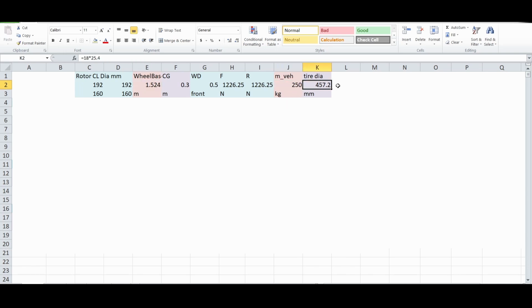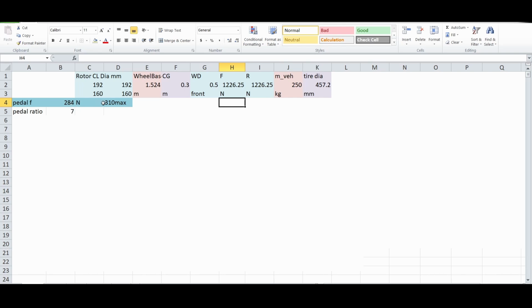And then we have tire diameter. You can use whatever units you want to use. It doesn't have to be metric. It can be inches or a mixture, but just be careful that you keep track of it for calculations to come. So here we have the pedal force and a pedal ratio.